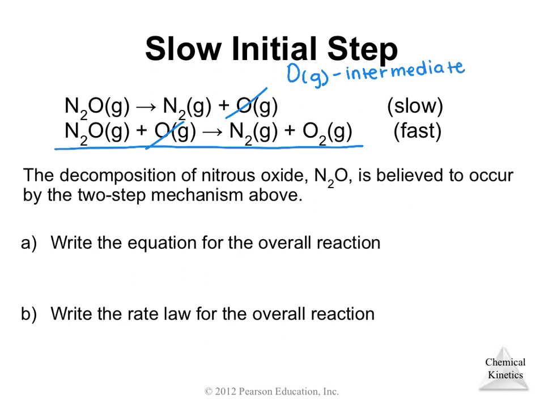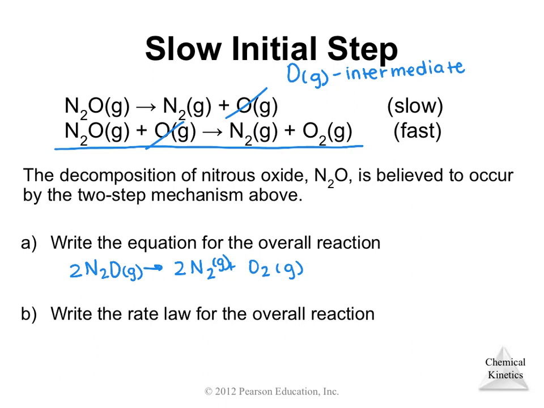And everything else is brought down. So I'm going to write it down in part A. So I have 2 of the N2Os. And then I have 2 N2s and 1 O2. Those are all gas. Okay, so that's my overall reaction.